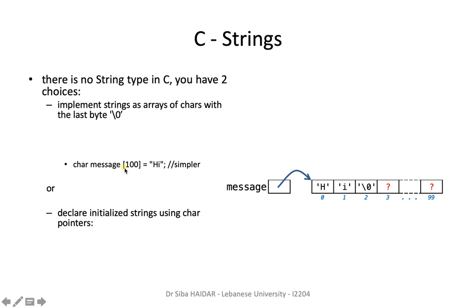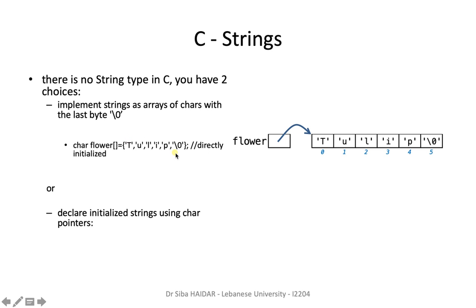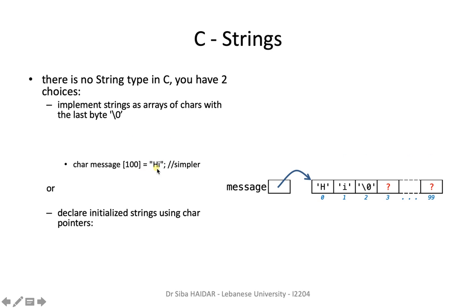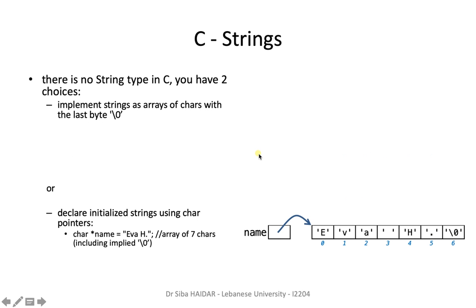Or we can have a simpler version in which instead of giving the characters one by one, we initialize the array as a string, and even without saying that there is a \0, your \0 will be tagged at the end of your string. And you can even specify a bigger array size. For example, here message is an array of 100 characters and only the first 3 elements of this array are initialized. So we have all these 3 versions of the first choice.